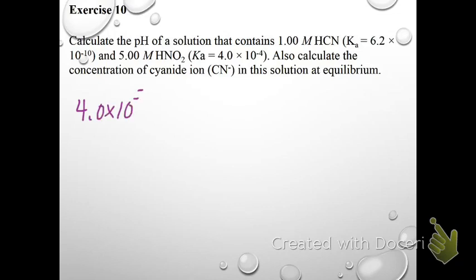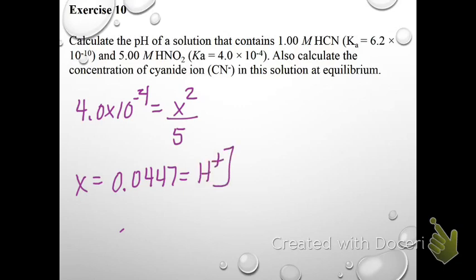4.0 times 10 to the negative 4 equals x squared over, and y'all, that's not bothering you that I'm just skipping the RICE table, right? Over 5. Technically, it should be 5 minus x, but it's a very big concentration. Our x isn't going to be that much of it. So then I get x is equal to 0.0447, which is equal to my hydrogen concentration. So then I take the pH, negative log 0.0447.